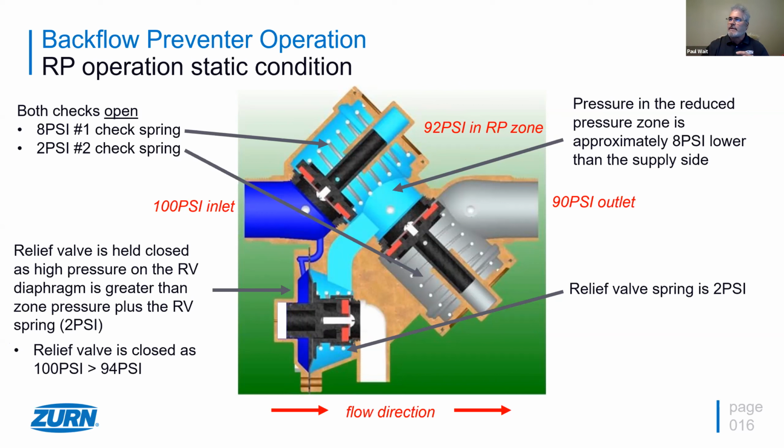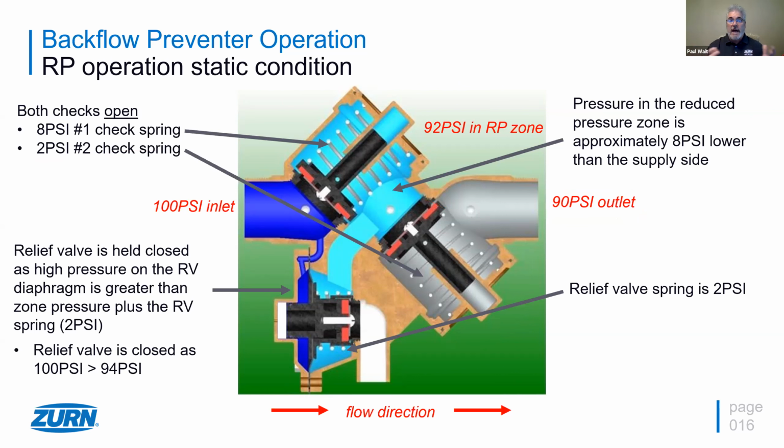Last spring we have is the number 2 check. So this is our number 2 check. It has a 2 PSI spring. And so our total drop across this valve in a static condition is 10 PSI and we got 90 PSI on the outlet. So I want to make sure that that's clear with everybody because this is a very important function to understand the static condition for this backflow preventer, specifically the relief valve and how the diaphragm works with the spring.